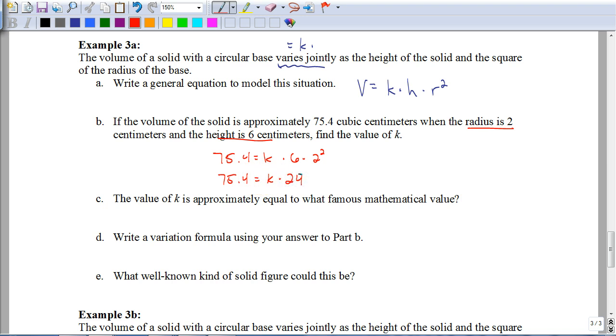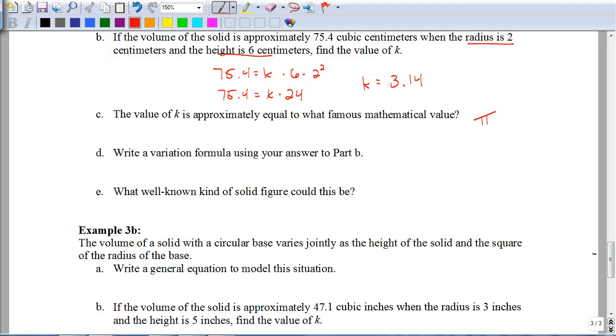K times 2 squared, or k times 4, gives us 24. Divide both sides by 24, and you get k equals approximately 3.14. So part C says, what value for k is this closest, is approximately equal to what famous value of k, famous value? We would just say it's approximately pi. So a specific equation that we could have here now would be volume equals pi, technically we would say r squared times h, or h times r squared, same thing.